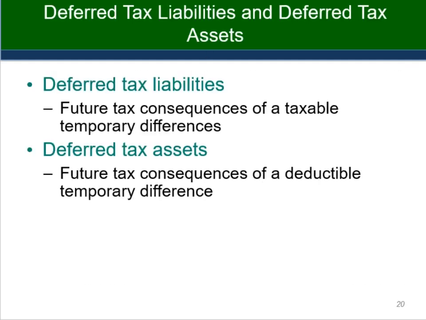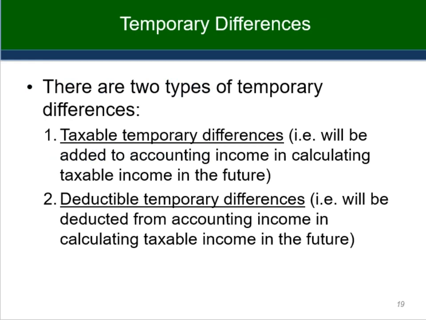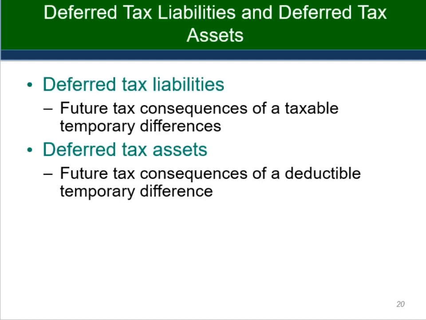CCA, things like capital cost allowance, where we've taken advantage of a deduction now, and the reduction in future expenses will result in an increase in taxable income in the future. So we're talking about the future effects, not the effects in this current period. So taxable temporary differences are things which will increase taxable income in the future.